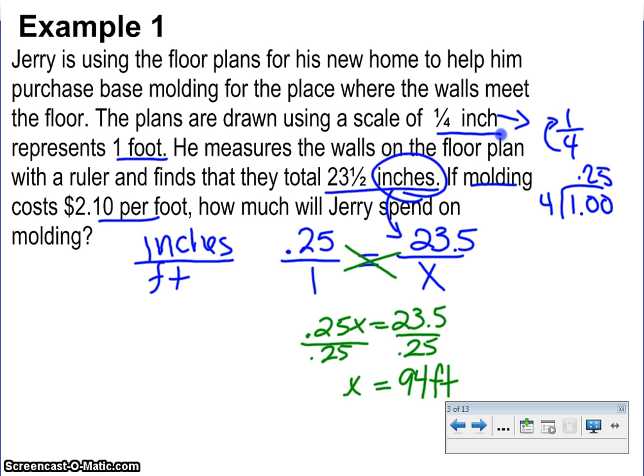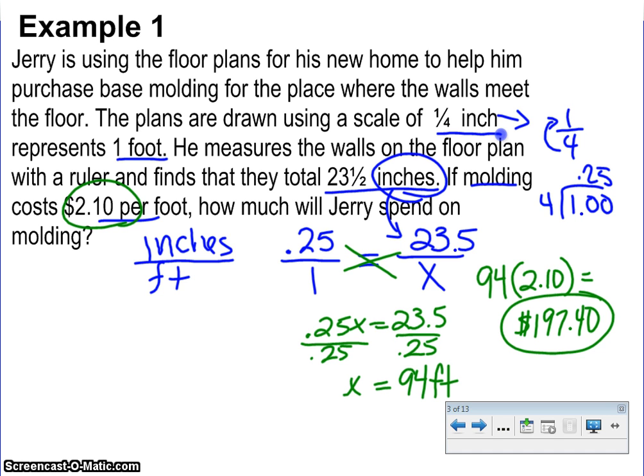Now, we needed to find how many feet we needed, but that wasn't the question here. The question was, how much is it going to cost if it was $2.10 per foot? Well, now we know how many feet it is, so we're simply going to take the 94 feet and multiply it by $2.10. And with that, we will find that it is going to cost him $197.40 for that molding.